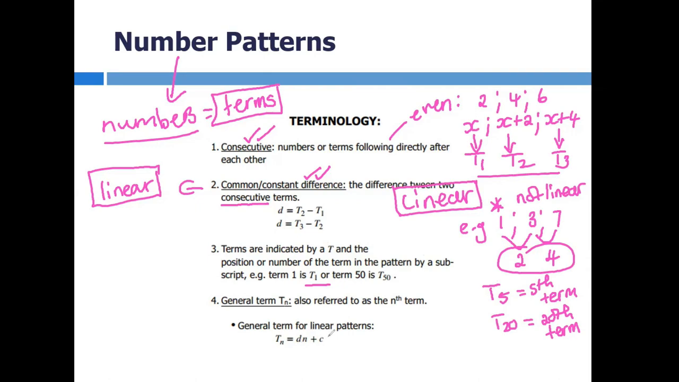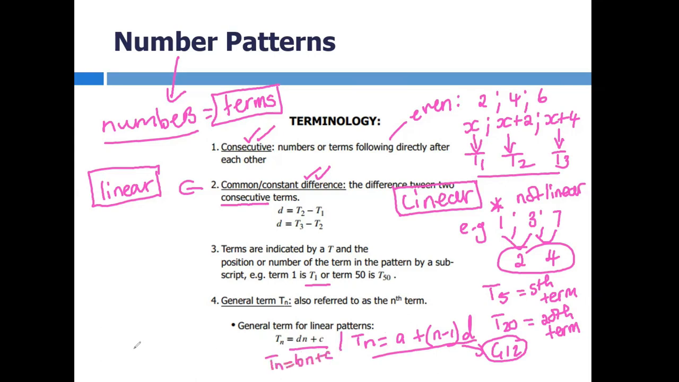When you are dealing with the general term for linear patterns, you will notice that many teachers use different things. You can use Tn equal to Dn plus C. Some teachers will call it Bn plus C. Some teachers will also use Tn equal to A plus (n minus 1)D. This formula we'll use mainly in grade 12, but some teachers prefer introducing it in grade 10. So I think some of you might know this one and not know this one. This one can also be written as Bn plus C, any letters.